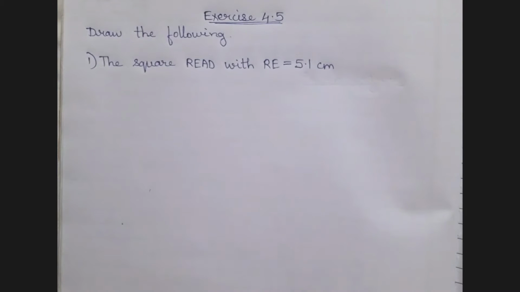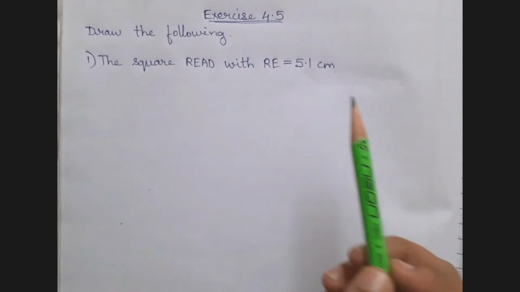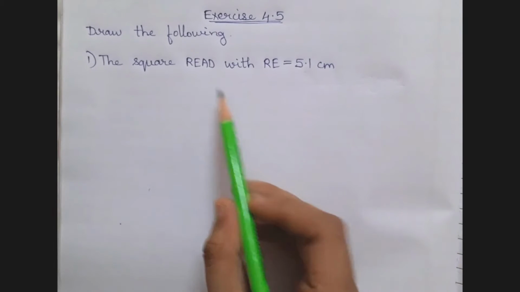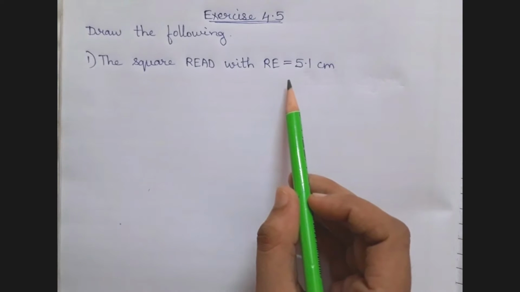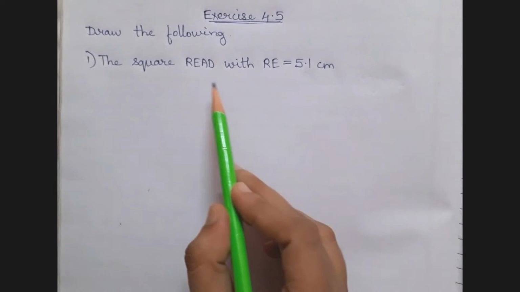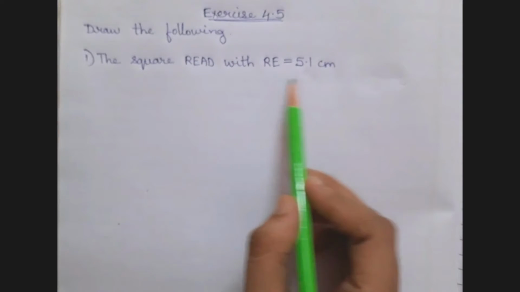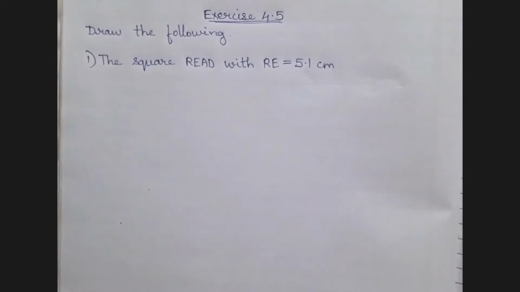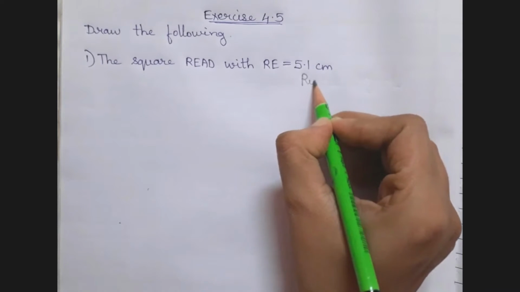Students, now we will begin with exercise 4.5. Draw the following. Question 1 is the square READ with RE equal to 5.1 centimeter. So we have to draw this square READ, and the measurement of one side, that is RE, is given to us. So the first step to do is to draw a rough figure.